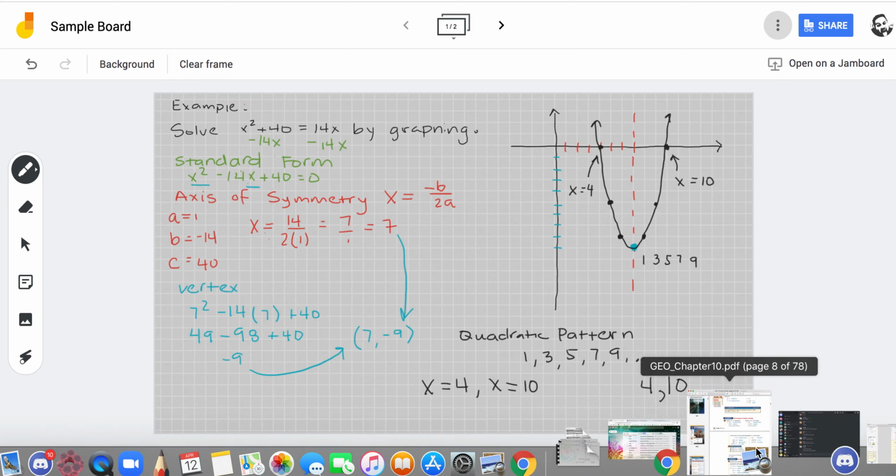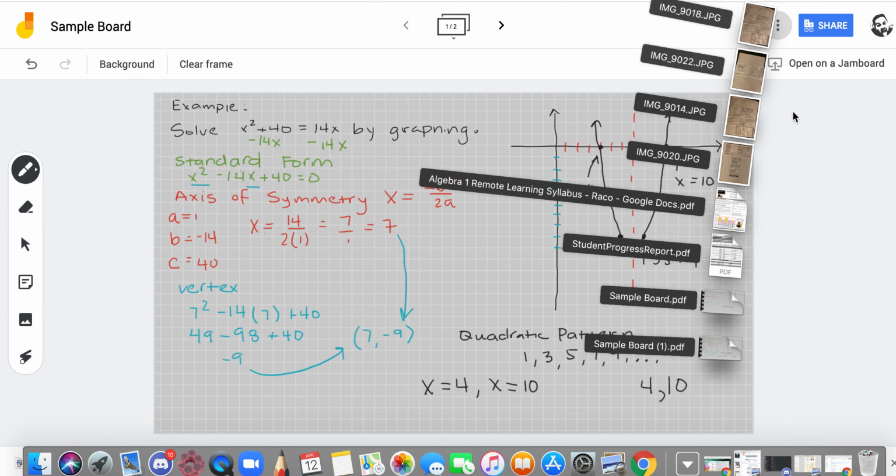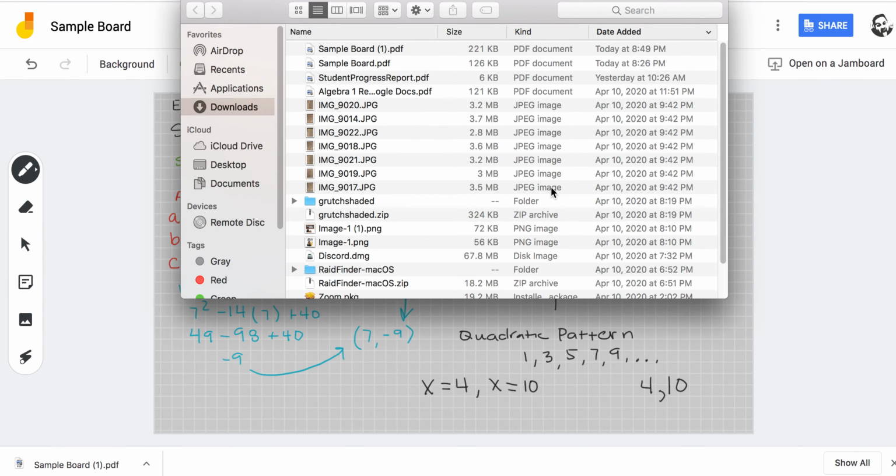Once you open up your download folder, so this right here is a little bit different because it is a Mac, but when you open up your download folder, you'll get something that looks like this, and it'll say sample board. If you can, rename your sample board as your last name, so my last name is Rocco, so I'm going to go Rocco dash, my first name's Edward, so I'm going to go E, and then just press enter, and then that's the file that you're going to submit when you submit your assignment.